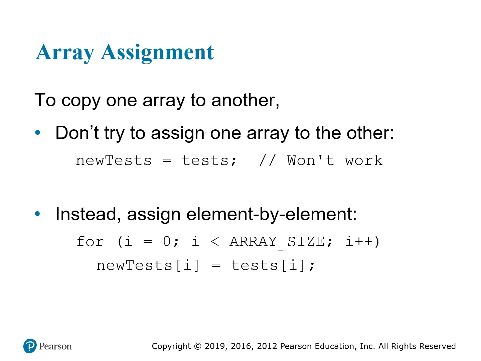If we want to copy an array, unfortunately, C++ does not have a function that lets you say new tests equals tests. That just won't work. Instead, we have to go through one element at a time: i equals 0, i less than the array size, i++, set new tests at i to tests at i.